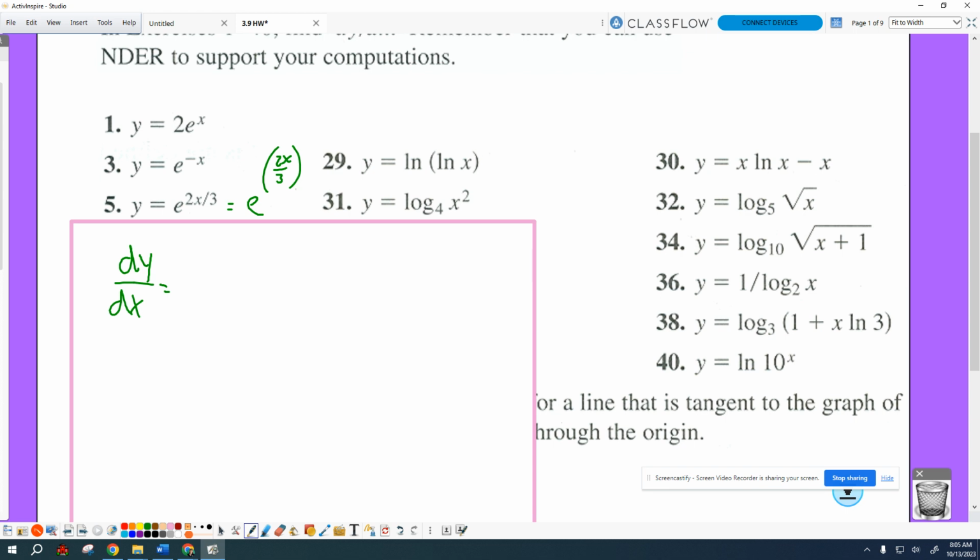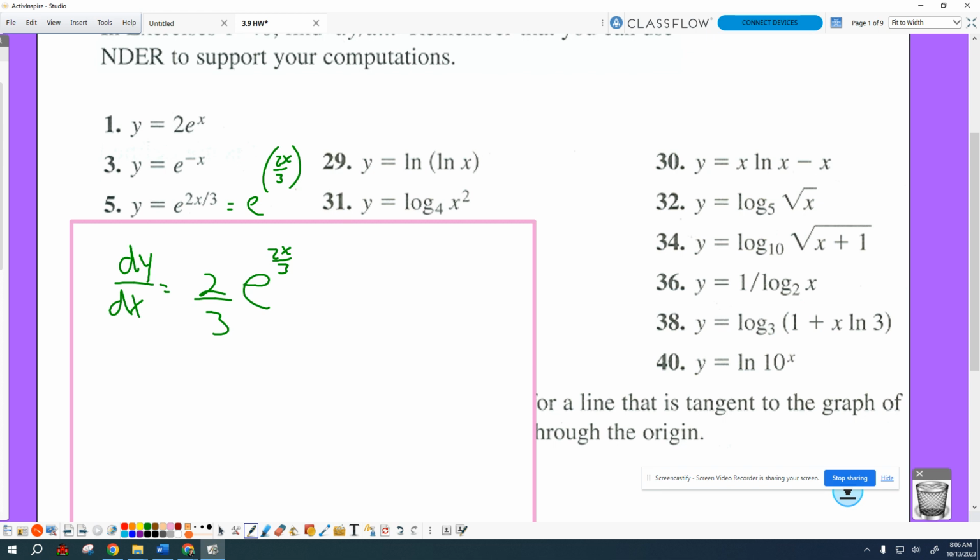So let's see. This one, it's e to the stuff. Derivative of e to the stuff is e to the stuff. And now derivative of stuff. What's the derivative of 2/3 x? 2/3. Done.